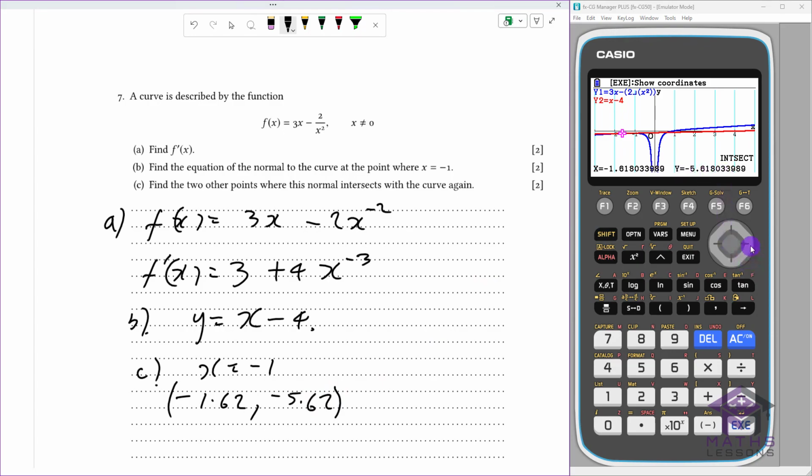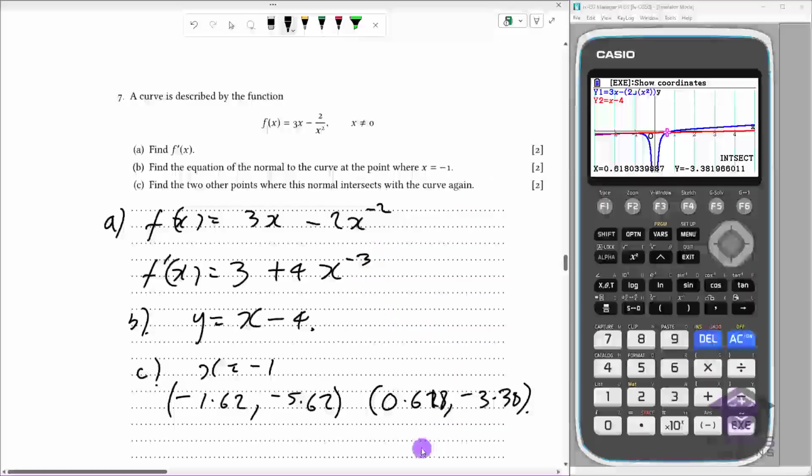Here we go. Press along, and that gives us the one we've already got. Press along again, and we get the other one, which is 0.62, comma, minus 3.38 to 3SF. Okay, so do remember how to put the normal into the curve using your graphical calculator, and then type the equation in, and you can find out where they cross each other using your graphical calculator.